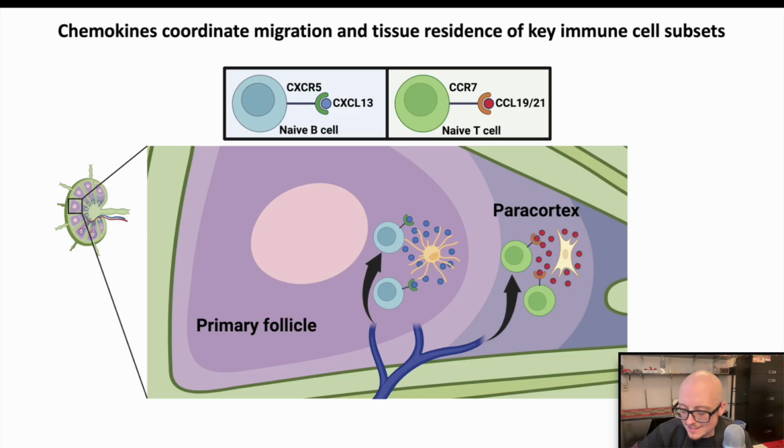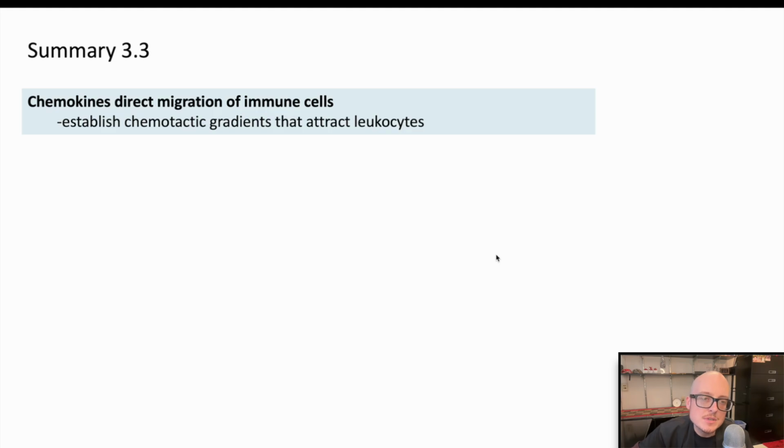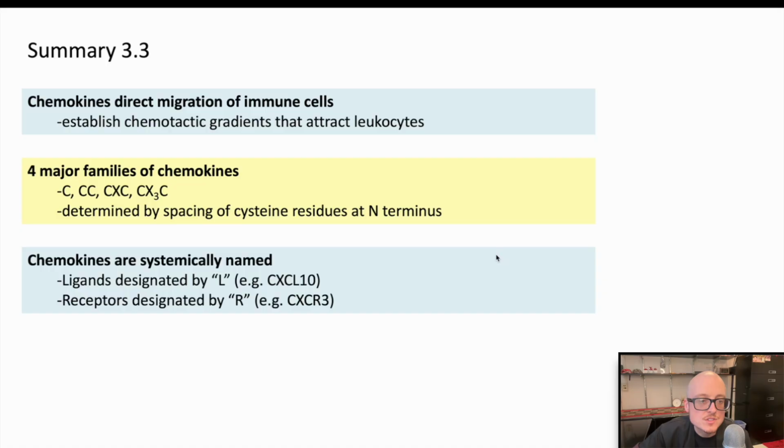Okay, with that example being finished, let's summarize what we've learned in this lecture about chemokines. We saw that chemokines direct the migration of immune cells by establishing chemotactic gradients, and this is one of the primary effector functions that we associate with this family of cytokines. We saw that there were 4 major families of chemokines, the C, CC, CXC, and CX3C, and these are determined by the spacing of cysteine residues in the N-terminus of these chemokine ligands.